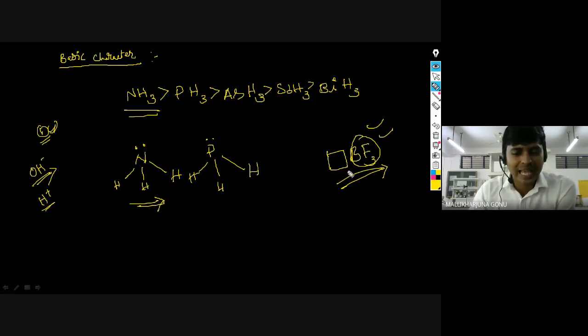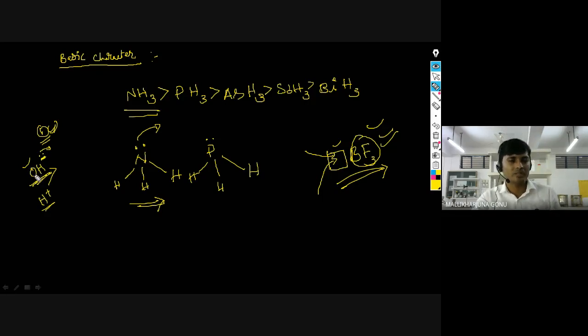Lewis acid means which accepts the lone pair of electrons. So boron has one empty orbital. This is one good example of a Lewis acid. Lewis base means the base which donates the lone pair of electrons to the other one. So that is called the base. This definition is applicable to OH minus also. Why? Because it has 2 electrons, and it is donating to someone. That's how we say compounds having OH minus are the bases.